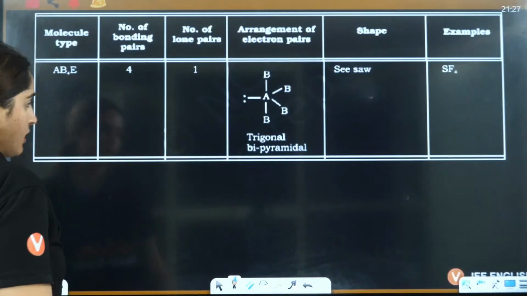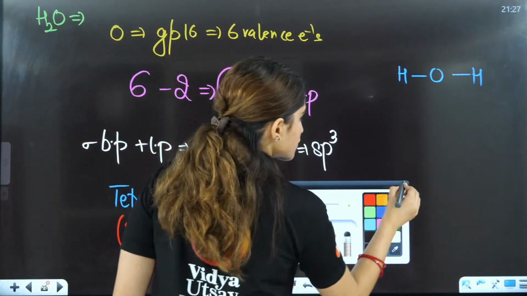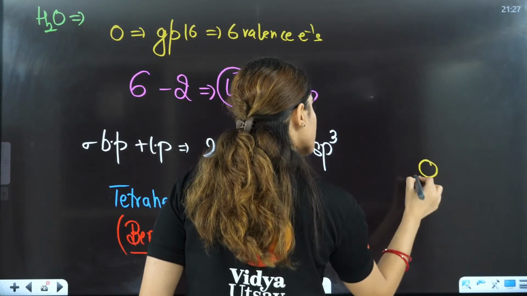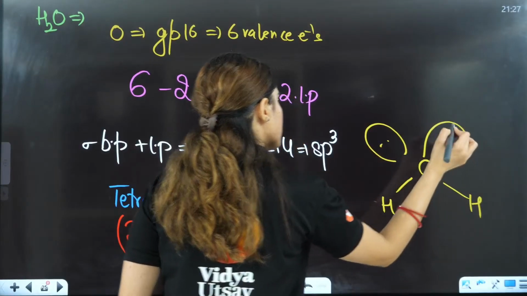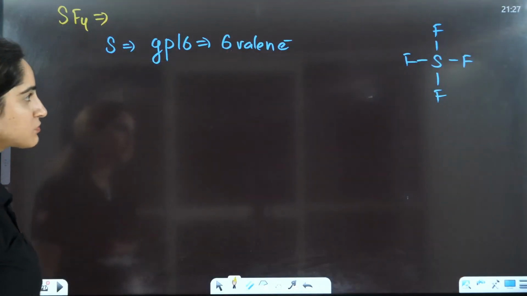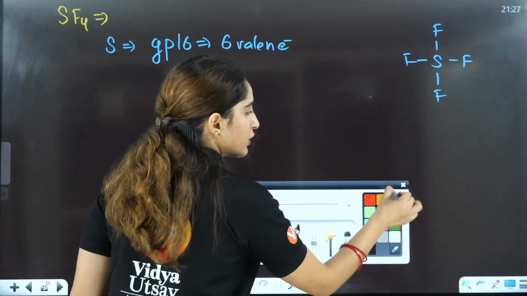Wait a minute. I need to draw the real structure here also. This will not be the real, this will be the real. Okay, bent we know, this will be the real structure. Now, this is the structure that we have drawn.